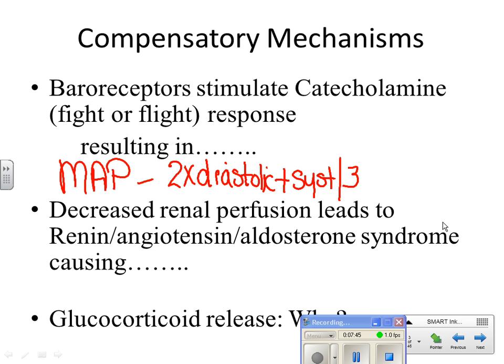So that's just a little bit of a summary of what's happening. There are a lot of different things that happen in the body, but those are the major things that we see when the body goes into shock to get us back to homeostasis.